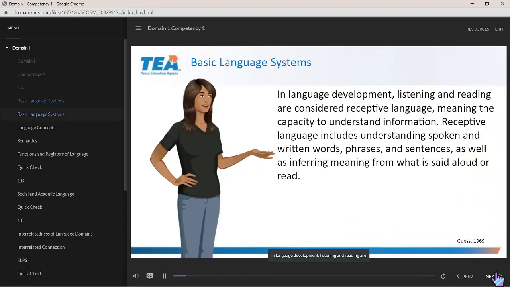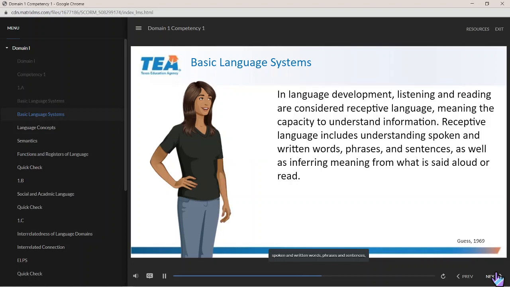In language development, listening and reading are considered receptive language, meaning the capacity to understand information. Receptive language includes understanding spoken and written words, phrases, and sentences, as well as inferring meaning from what is said aloud or read. Typically, children develop receptive language first, before they develop expressive language.